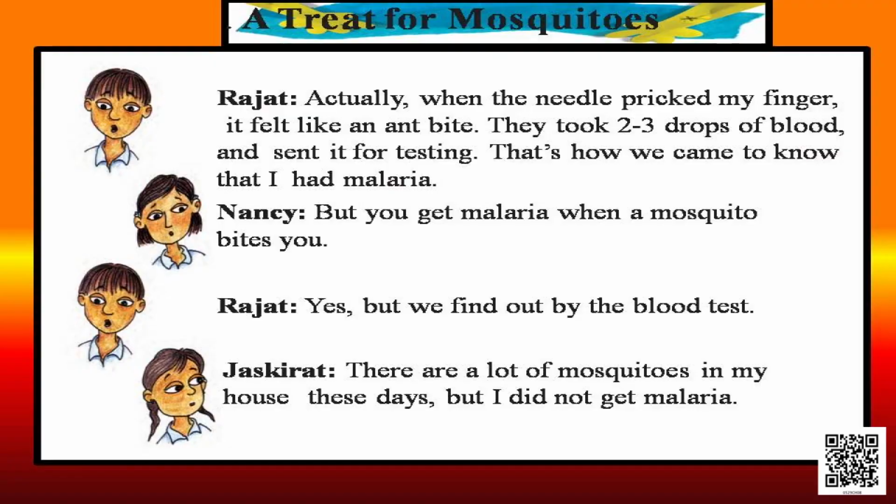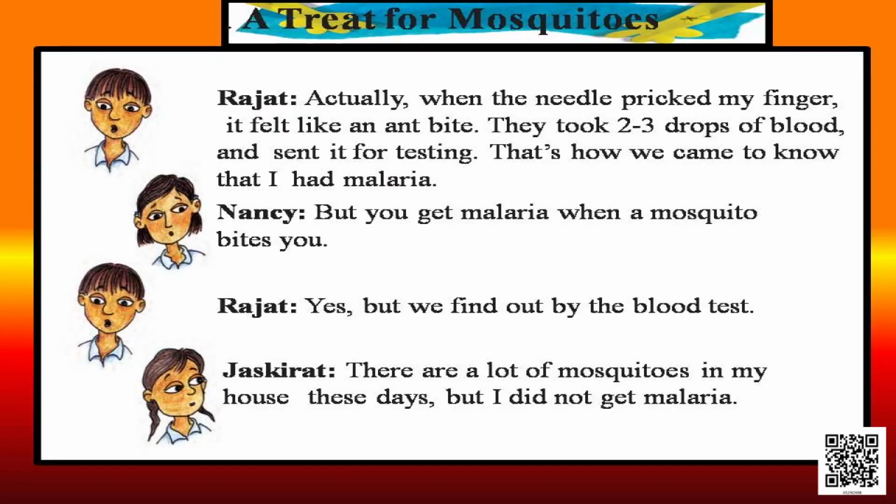Do you have any idea about it? If you have, it's very good. If you don't have, we will get to know about it just now. So Nancy asks, but you get malaria when a mosquito bites you. Nancy was curious to know how he could get malaria, because malaria occurs when a mosquito bites you. She knows a lot about the disease. She knows that whenever a mosquito bites you, then only you can get malaria. You don't get malaria from any other way.